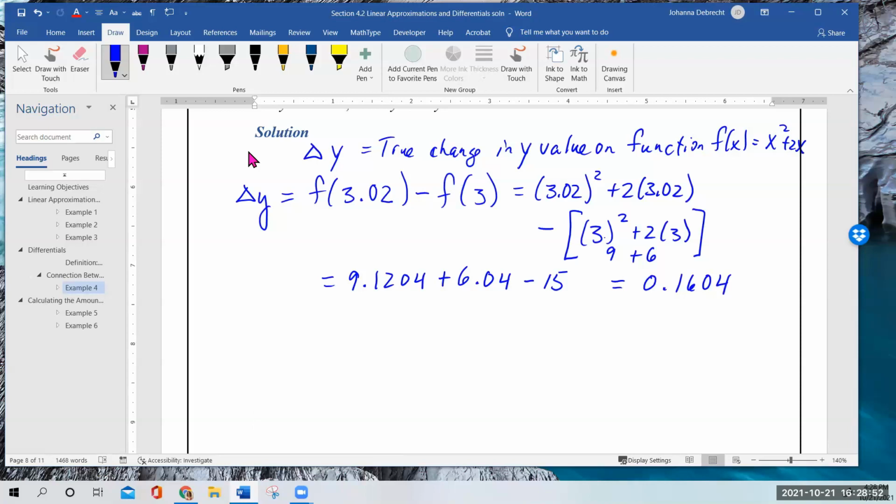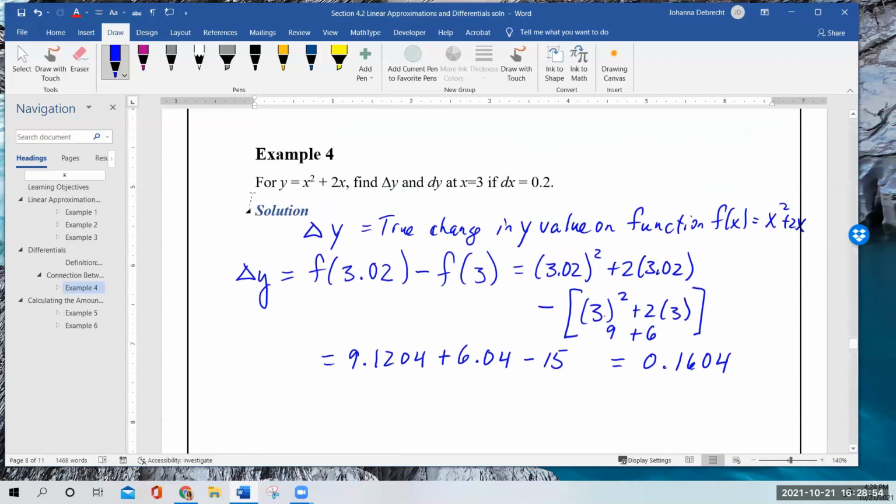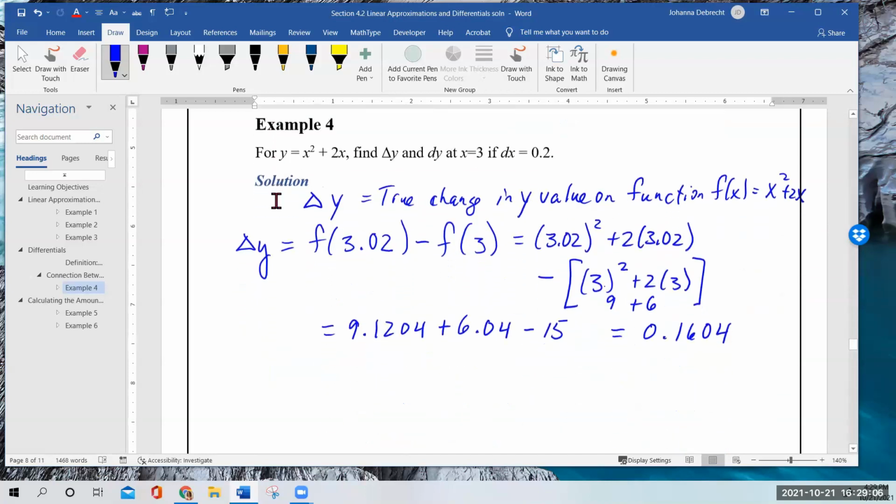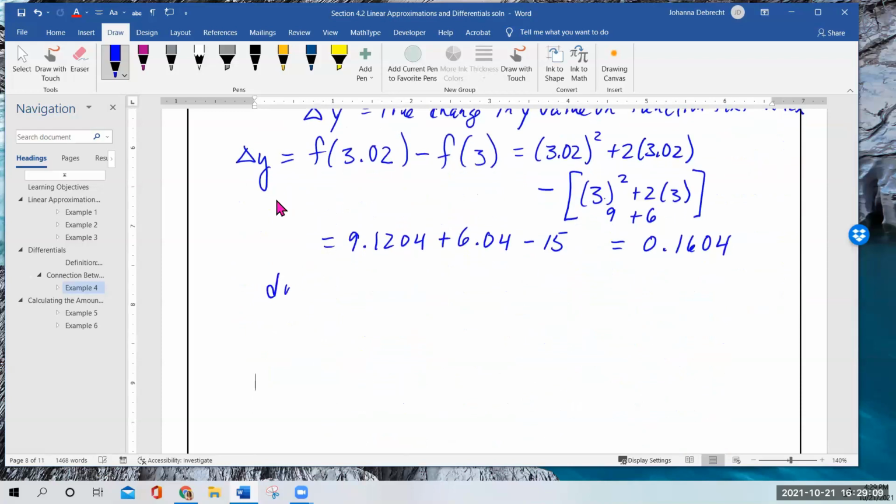That's the true change in the y value on the function. Now, how could we approximate this? By using the approximation function. Again, we can approximate using the change on the tangent line, dy equal to f prime at a dx. Let's write that down so we don't forget it. Dy equals f prime of a times dx, where the dy is the change on the tangent line in the y value.